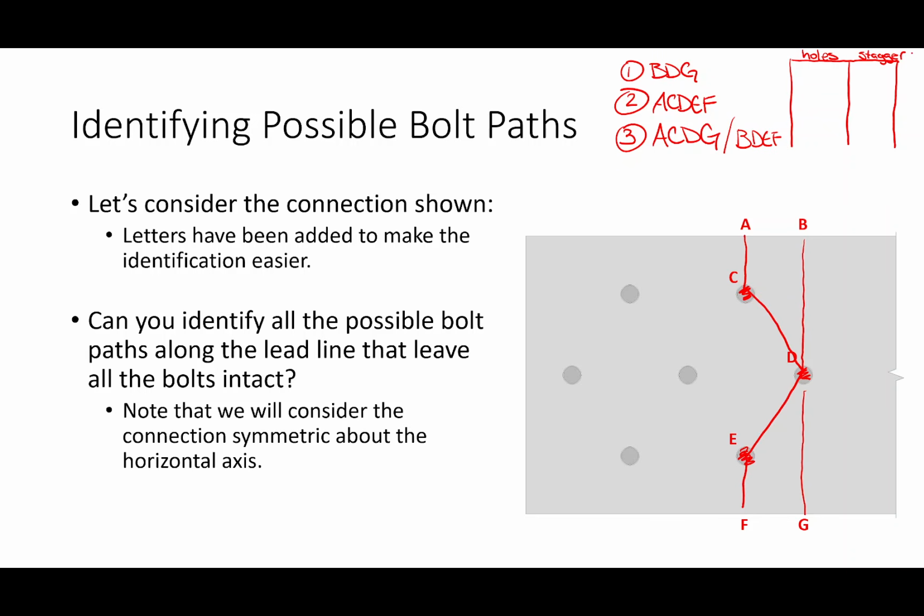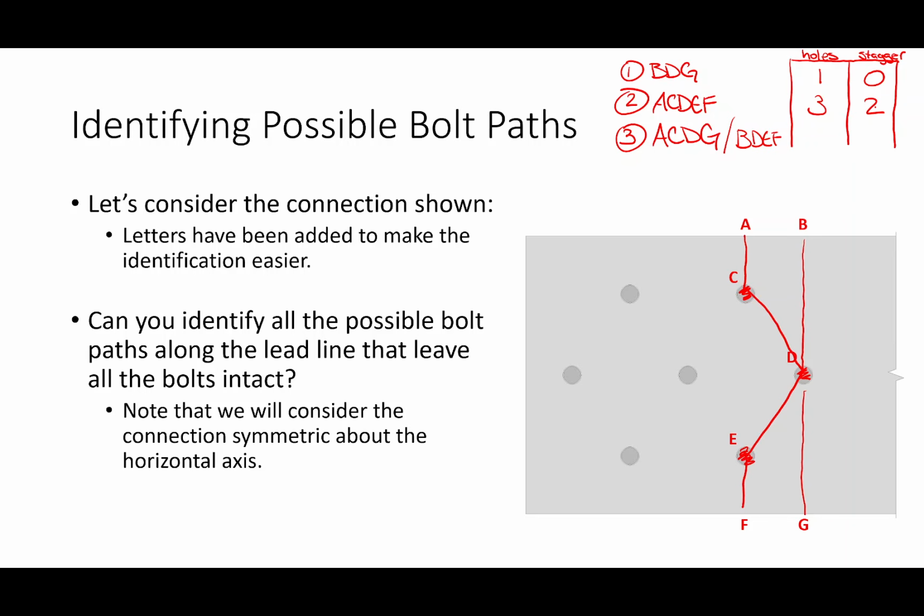Okay. Let me ask you this. Let's start with this first path, this BDG. How many bolt holes would I need to subtract for path BDG? 1. How many staggered diagonal paths are along BDG? 0. How about ACDEF? How many holes am I going to subtract? 3. And how many diagonal paths are there? 2. Okay.